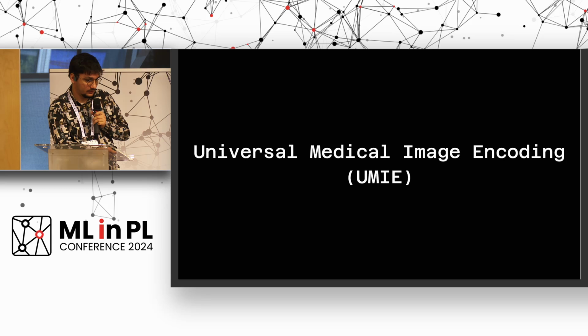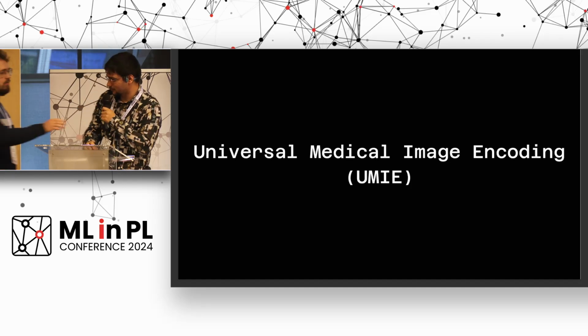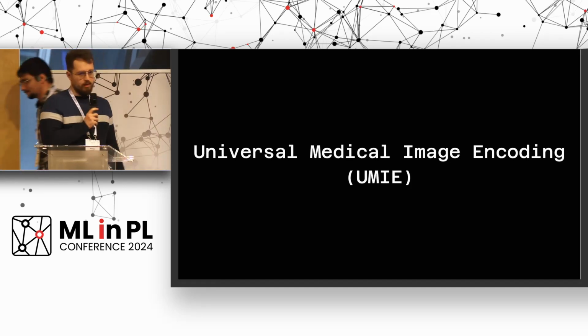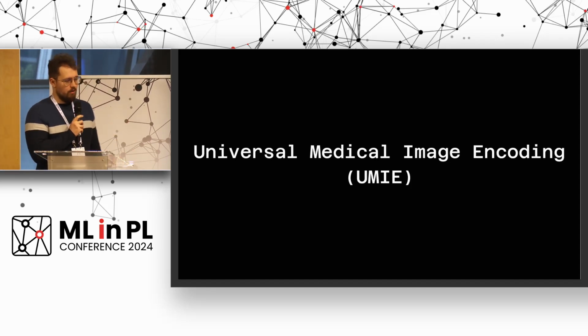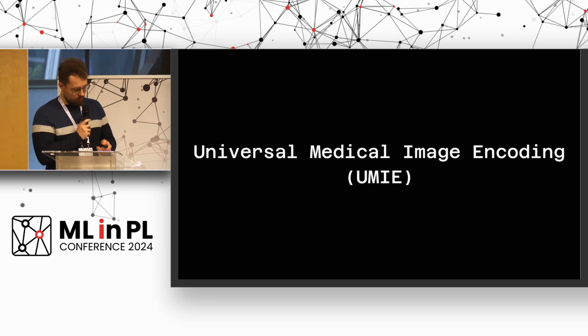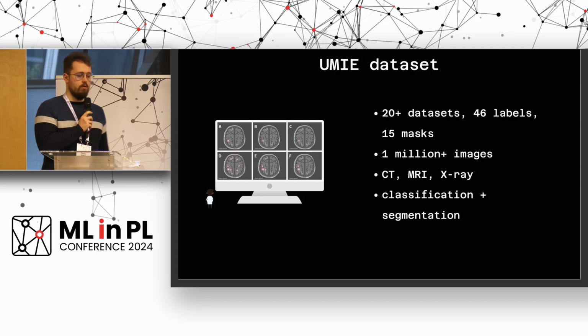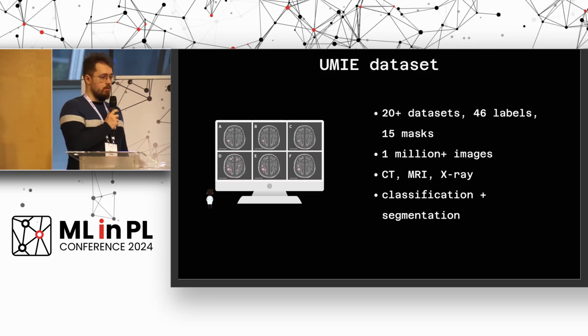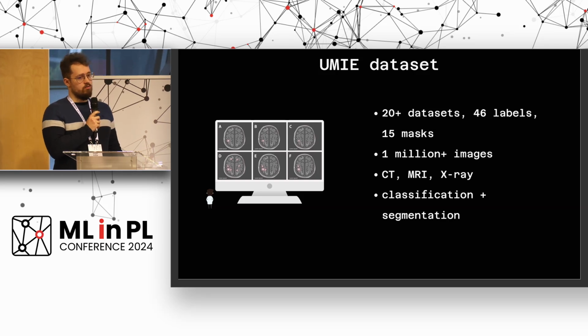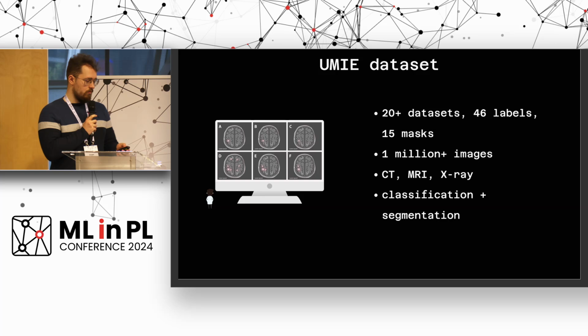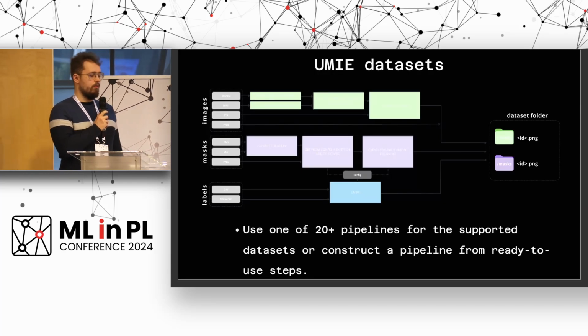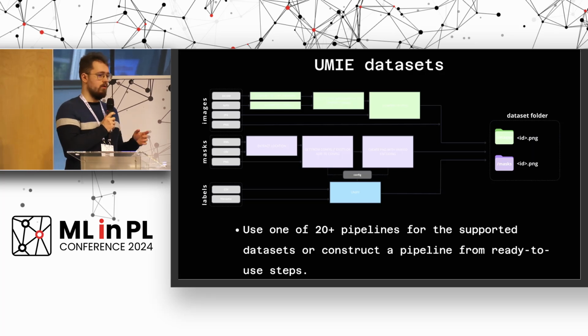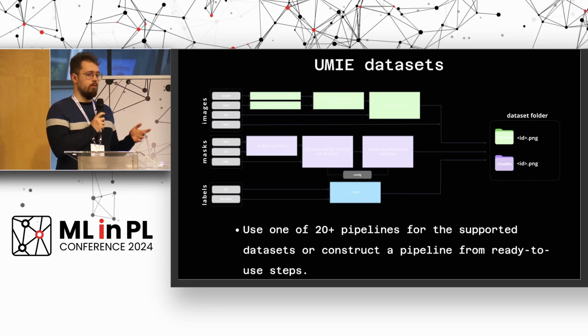This is where UMIE shows up, and this is the team's answer to all these pains. I think Kacper will now describe briefly what we mean by that. So here we come with a solution: Universal Medical Image Encoding, in short, UMIE. In the UMIE dataset, we have collected over 20 open source datasets, which give us over 1 million images, including CT, MRI, and X-rays of various organs. For each of these datasets, we have created a pipeline to convert different image and mask formats to one common format for the entire UMIE.